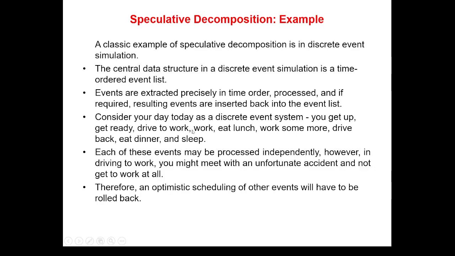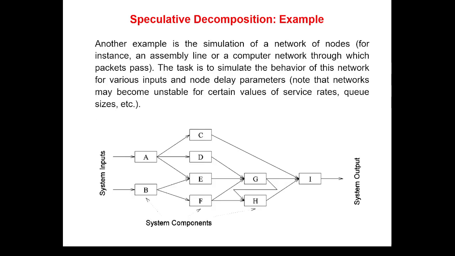Maksudnya dalam proses discrete yang order tu, okay, kemungkinan ada berlaku error, so you kena return balik, okay, ataupun kena retrieve balik, okay. You have to go roll back the situation, okay, alright. That is speculative, okay.